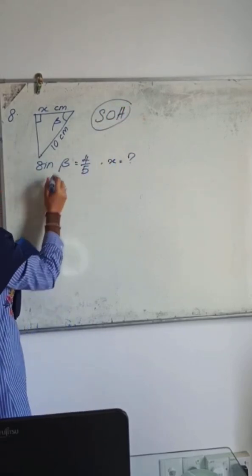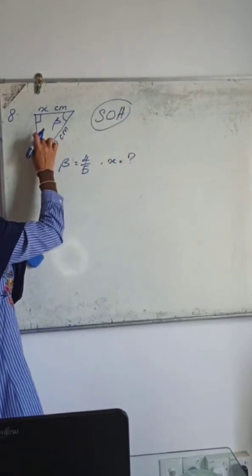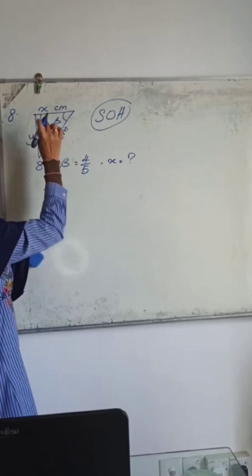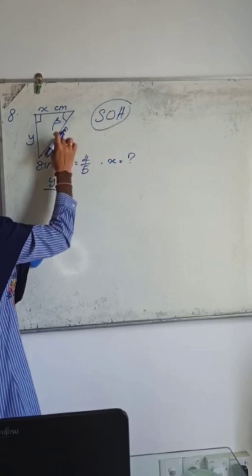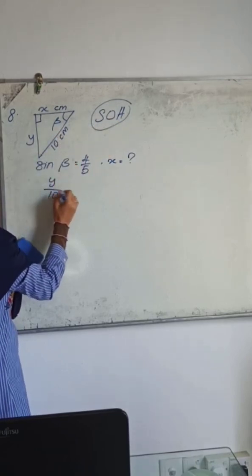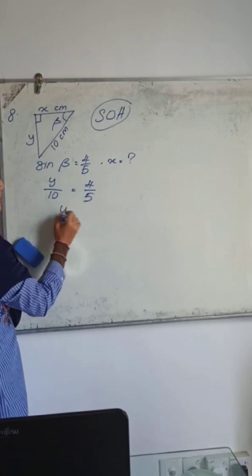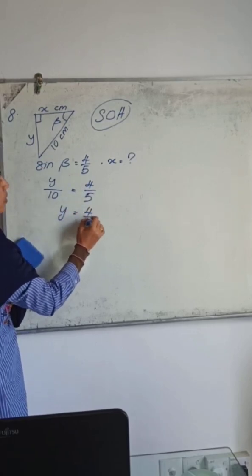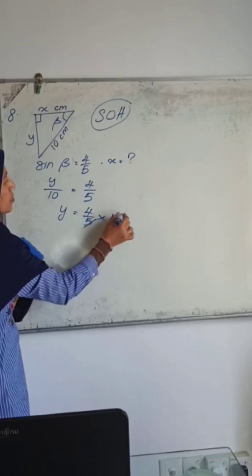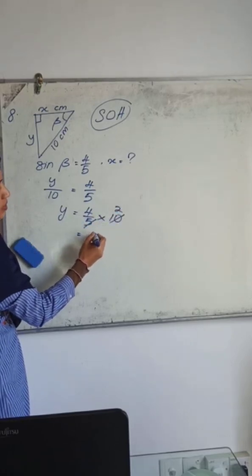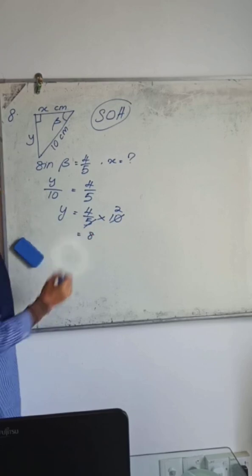Okay, so opposite here. Let's say y. So y per hypotenuse, H. So y per 10 is equal to 4 per 5. So y is equal to 4 per 5 times 10. So simplify. So y we can get, y is 8.